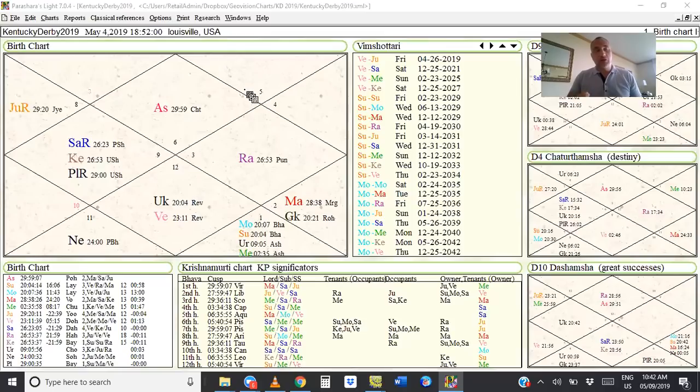Spica is located at sidereal 0 degrees Libra, which would be about 24 degrees in the Western tropical zodiac. The start of the Kentucky Derby was right at 0 degrees Libra. It was at 29 degrees 59 minutes Virgo, basically 0 degrees. The orb of influence here is 1 degree on either side. So this is exactly on that star, and it has this influence of destroying the favorite.